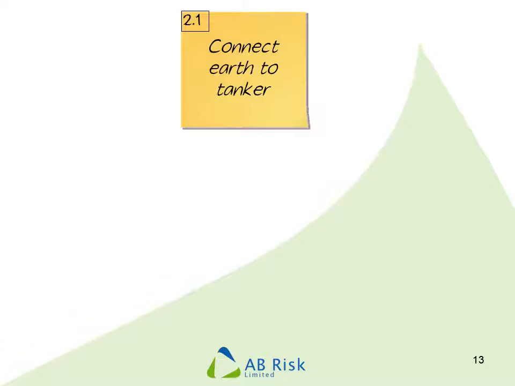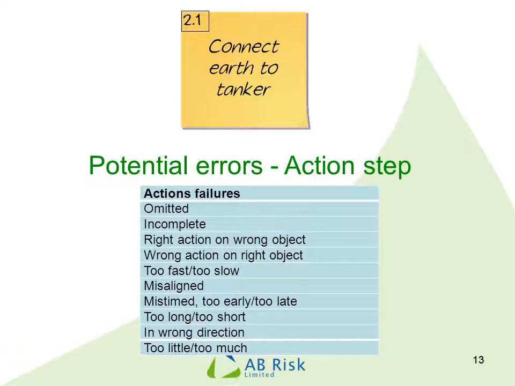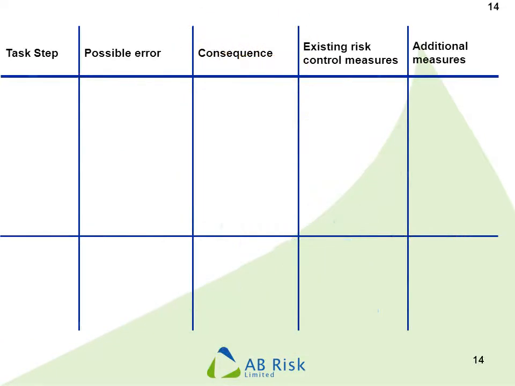So, once we know what type of step it is, we can then look at the potential errors. So under action failures, we've got a few to select from. We can omit the step, it might be incomplete, we might do it to the wrong object, the wrong action seems unlikely, doing it too quickly, too slowly. We might misalign it, we might do it too early, too late. The rest of the errors are probably not appropriate in this case. We now start filling in our table. In the first column we write down the task step, connecting the earth.